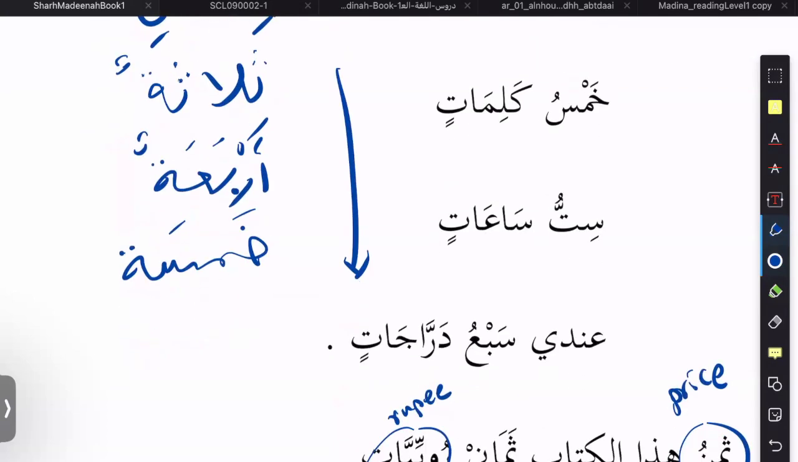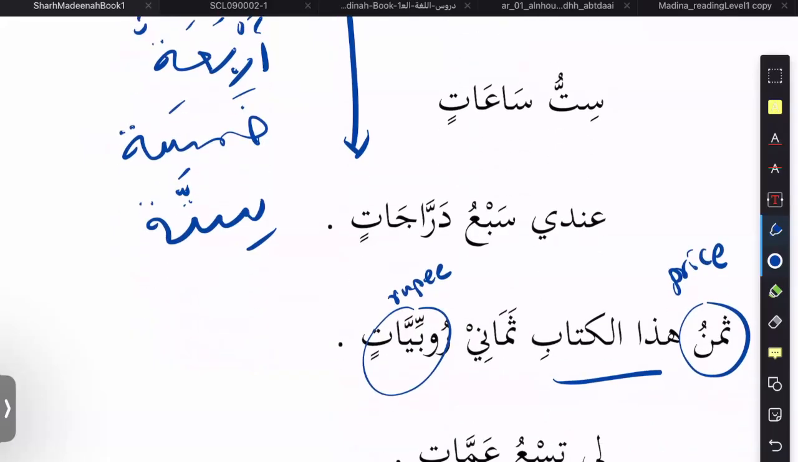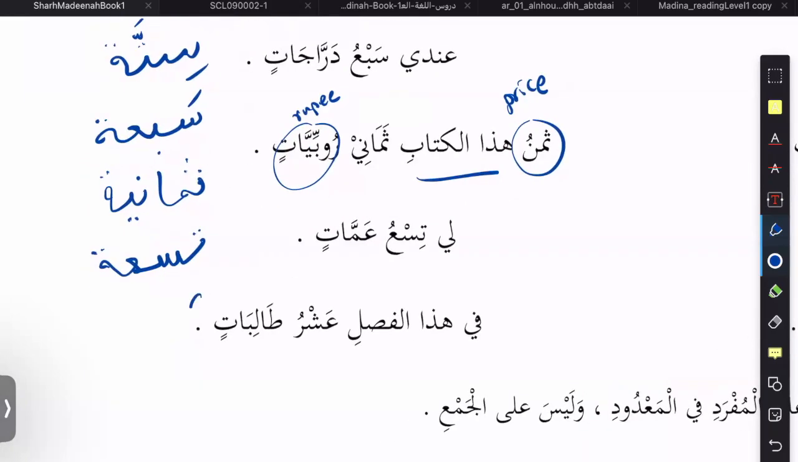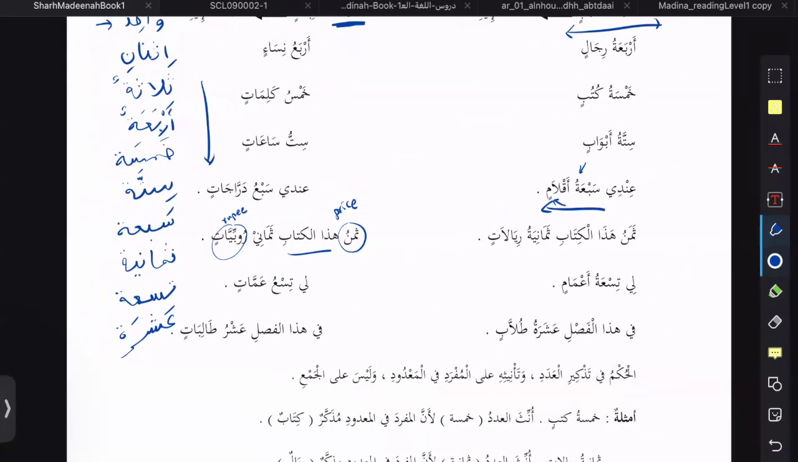Okay, you say ستة. You say سبعة. ثمانية. تسعة. And عشرة. So just to note that the numbers from 3 to 10, when you're reading them, make sure you know that it has ta marbuta.